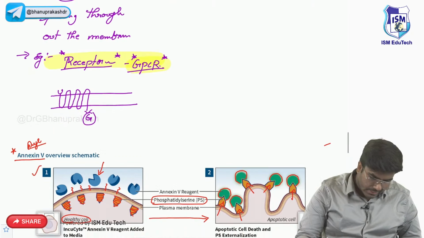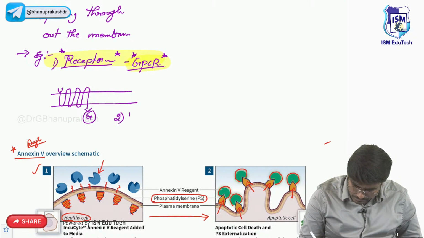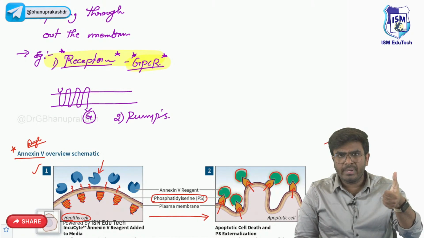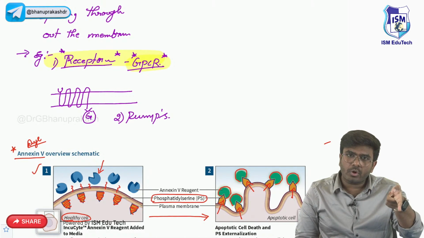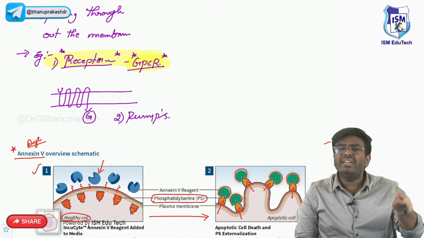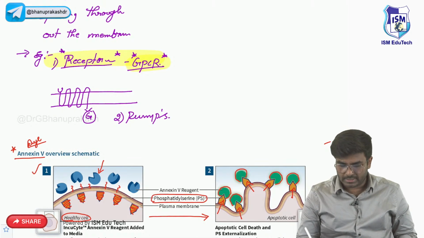Next, the other examples are pumps. A direct question: pumps are examples of which of these: phospholipid, glycolipid, cholesterol, proteins? Proteins, which type of protein? Transmembrane protein, integral protein, peripheral protein? Pumps are an example of transmembrane protein.